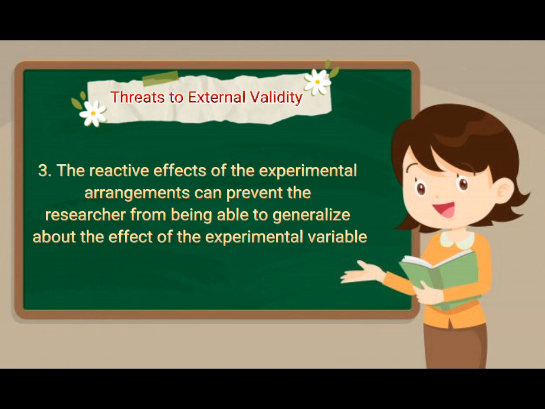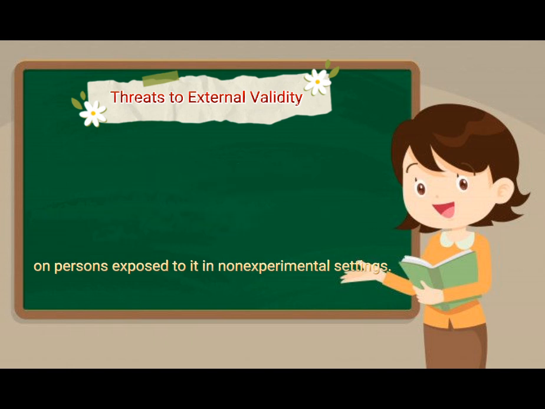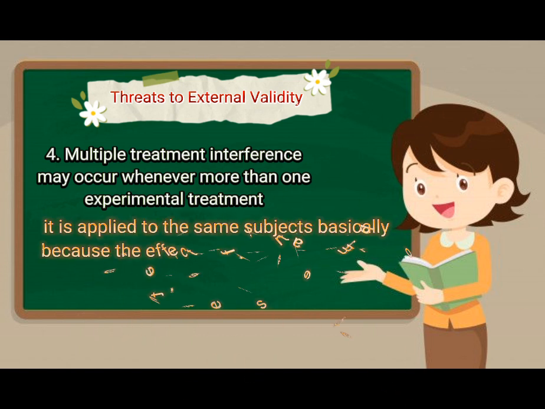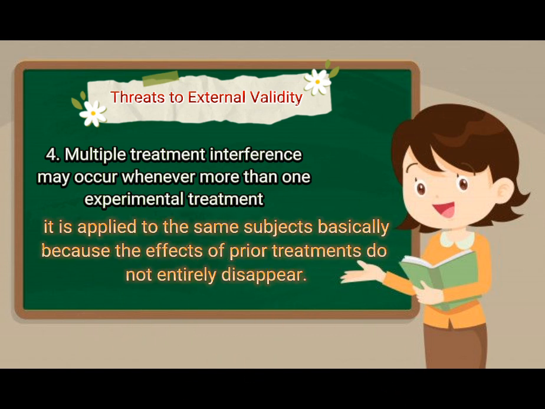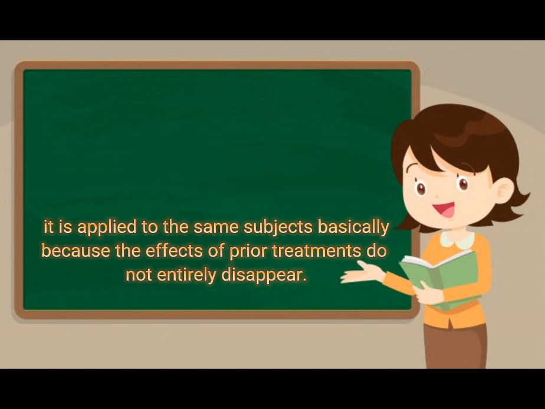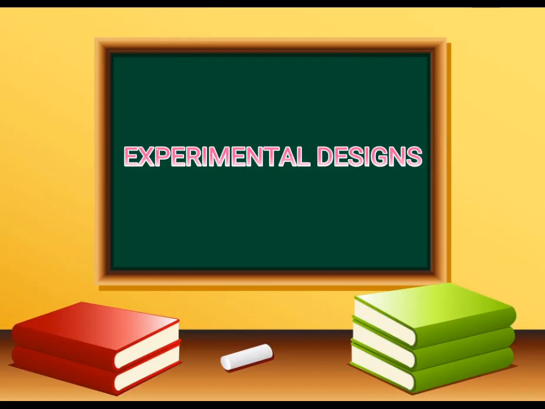3. The reactive effects of the experimental arrangements can prevent the researcher from being able to generalize about the effect of the experimental variable on persons exposed to it in non-experimental settings. 4. Multiple treatment interference may occur whenever more than one experimental treatment is applied to the same subjects, basically because the effects of prior treatments do not entirely disappear.